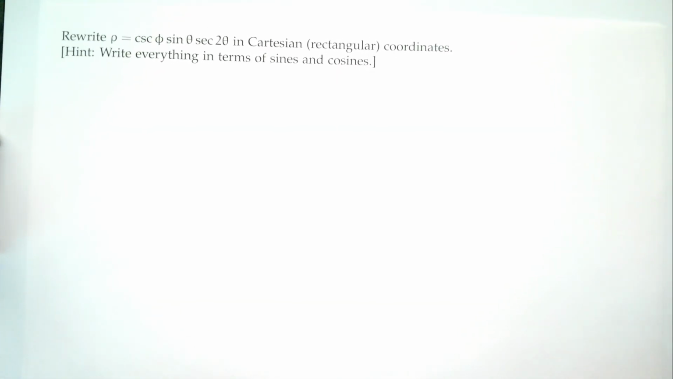Rewrite rho equals cosecant phi sine phi secant 2 theta in Cartesian, also known as rectangular coordinates.